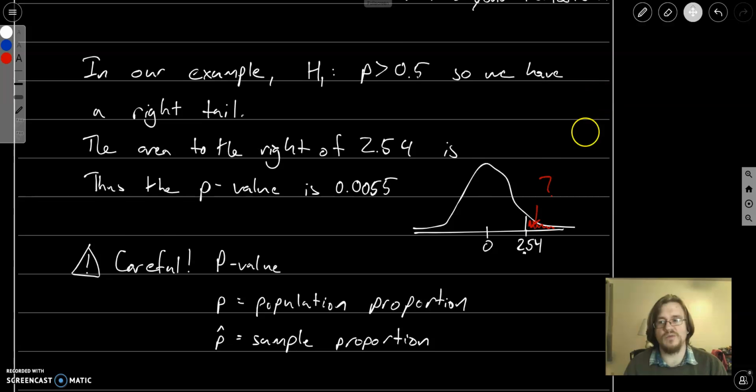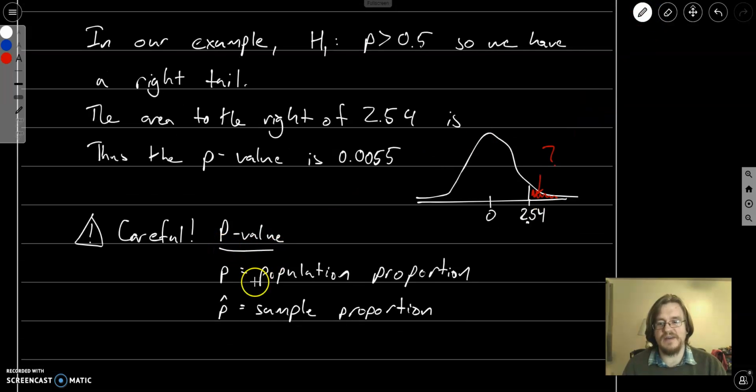Just as a little warning, we're talking about p-values, but we also use p to represent the proportion of the population, and p hat to represent the sample proportion. There are lots of p's floating around, so be careful that you know which one's which.